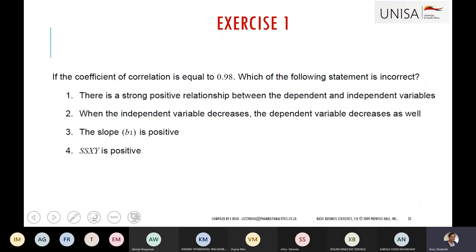If the coefficient of correlation is equal to 0.98, which of the following statements is correct? Number one, there is a strong positive relationship between the dependent and independent variable. Number two, when the independent variable decreases, the dependent variable decreases as well. Number three, the slope will be positive. Number four, SSxy will be positive, which is your sum of squares measure of X and Y. So which one of the following statements will be incorrect?